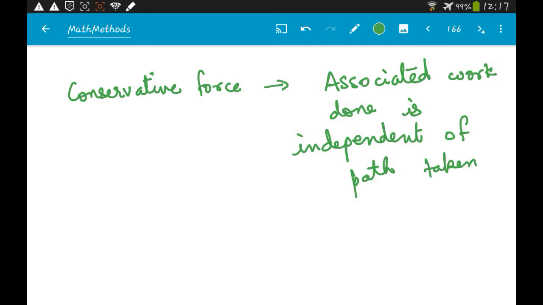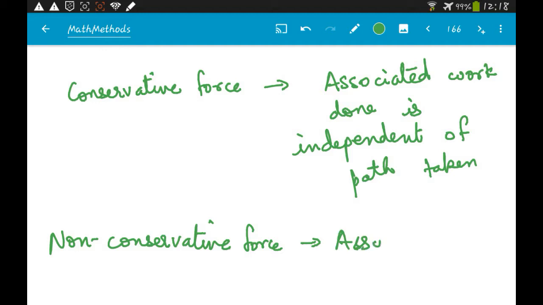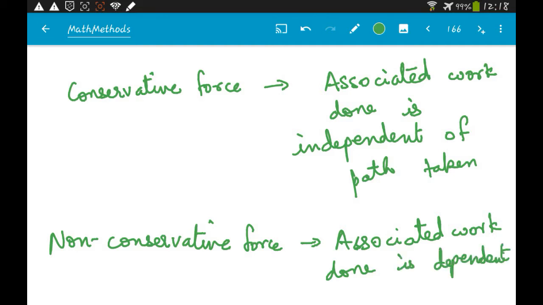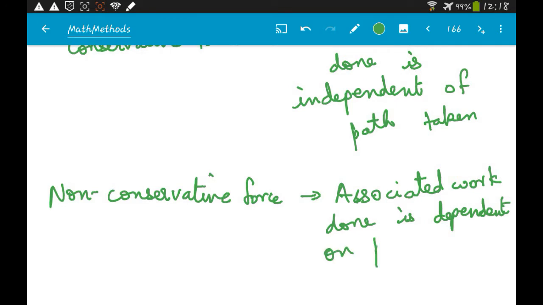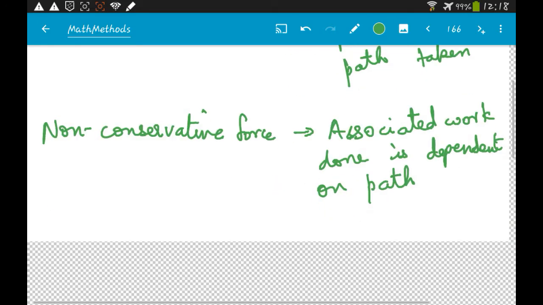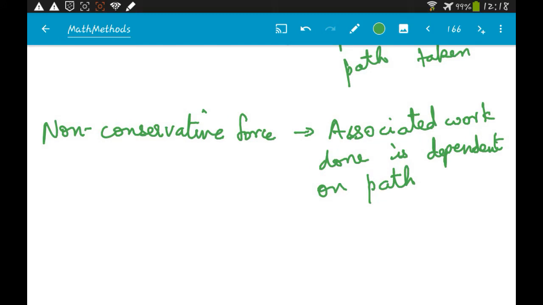And a non-conservative force is one where the associated work done is dependent on path, right? So even without calculating the work done for different paths, we can actually just look at the force and say whether it is conservative or non-conservative.